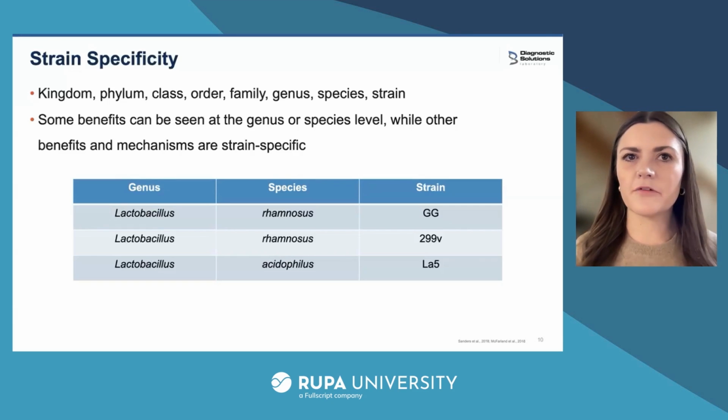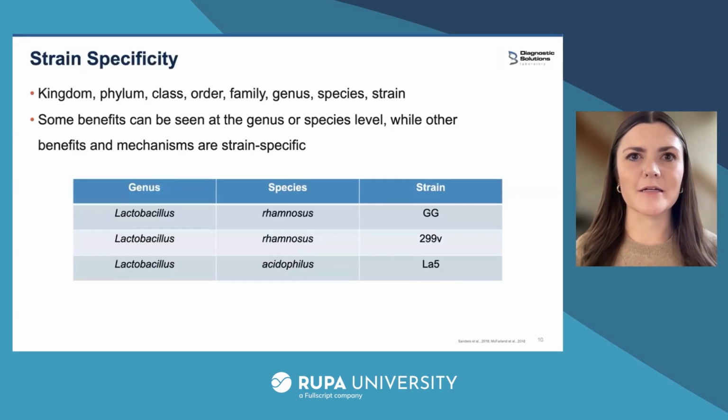So, again, a lot of research that we have is at that species level. Some probiotic products will list species. But one of the challenges with that is we don't always know which strains are in that species. And so it can make it a little bit challenging to take the research and apply it into clinical practice.